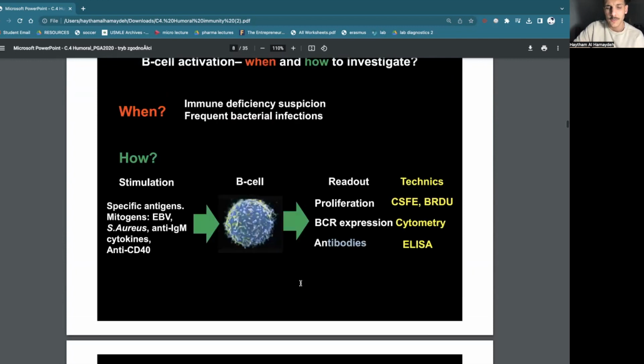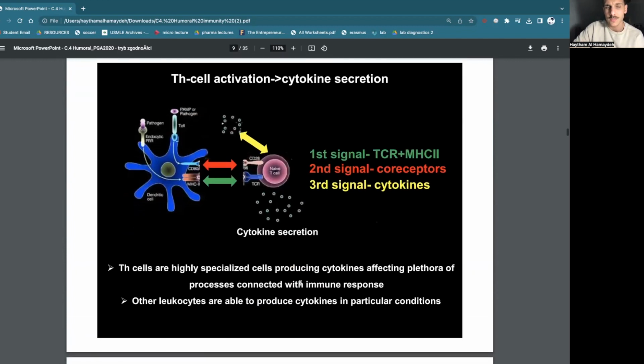Now, T cells need 3 signals to get activated. As we remember, an APC, an antigen-presenting cell, in this case a dendritic cell, activates a naive T cell into either a cytotoxic T cell or a T helper cell of different kinds. And I'll tell you how these specifically get produced, okay?